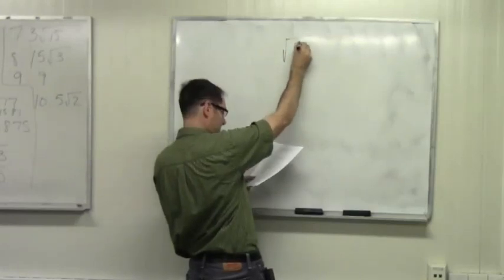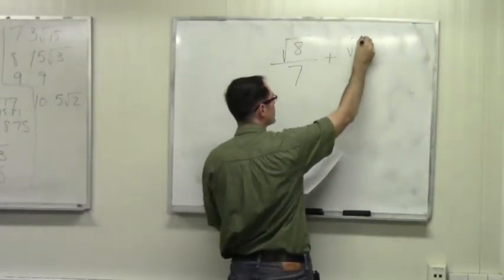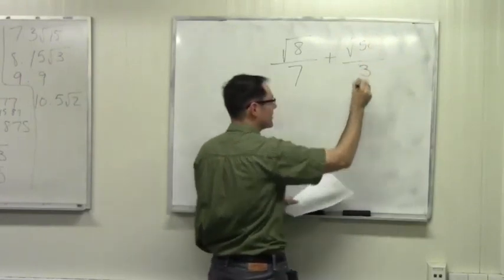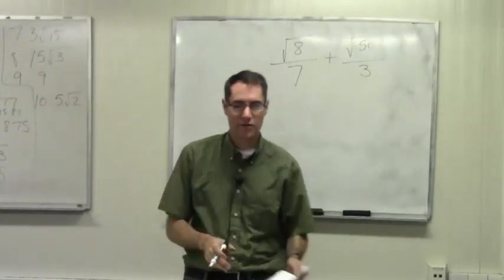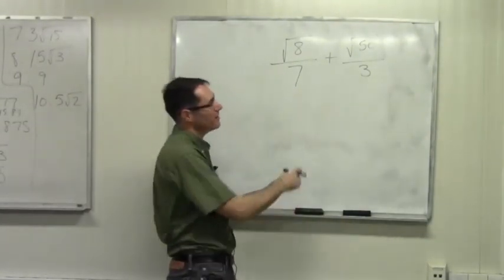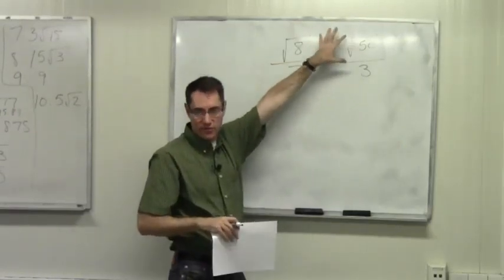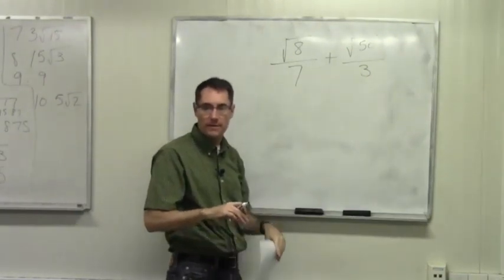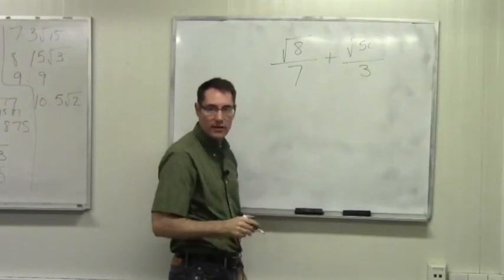Square root of 8 divided by 7 plus the square root of 50 divided by 3. OK. This is a good one because it tests your knowledge from a couple different parts we've already done. Adding fractions. Forget about the radical parts for a minute. How do we add two fractions with different denominators? Find the common denominator.